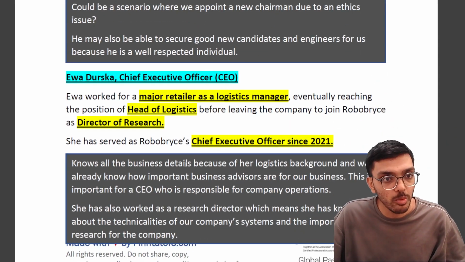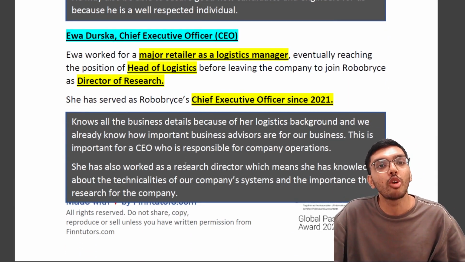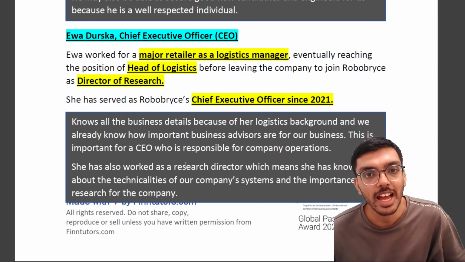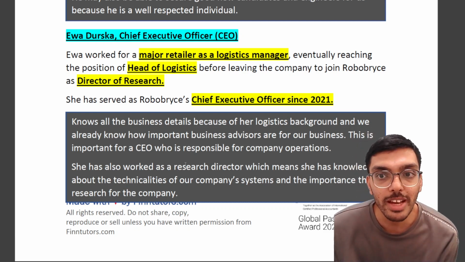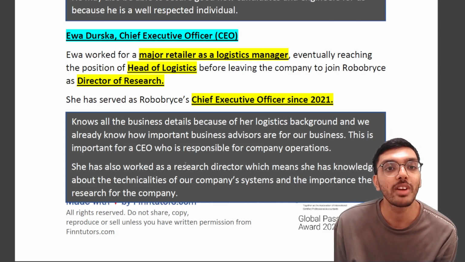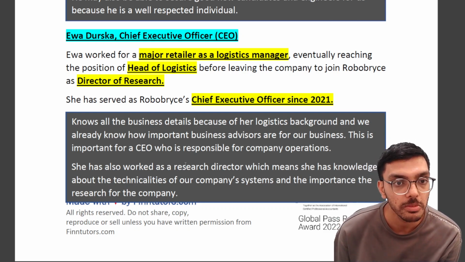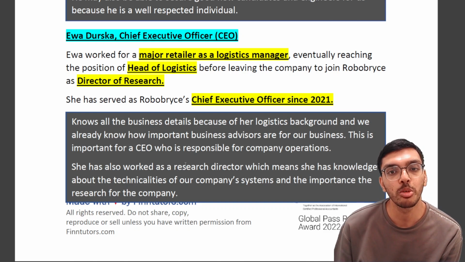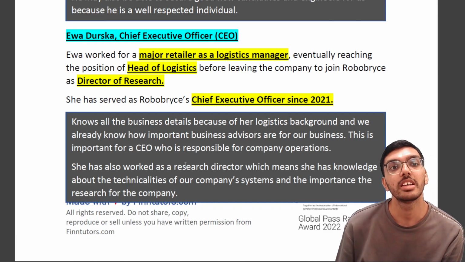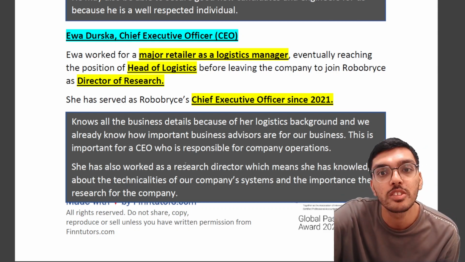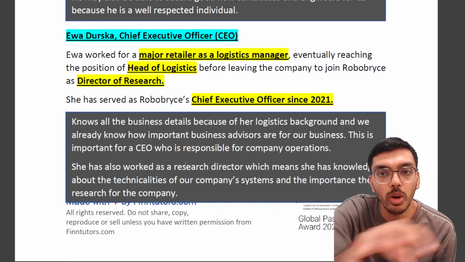Next, you have Eva Durska, who is the Chief Executive Officer, CEO. Eva worked for a major retailer as a logistics manager, eventually reaching the position of head of logistics before leaving the company to join Robobryce as director of research. She has served as Robobryce Chief Executive Officer since 2021. So Eva is a big asset for the company because she has logistics knowledge. She knows how logistics work.